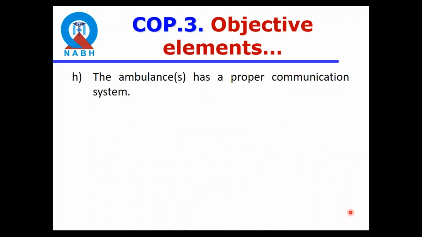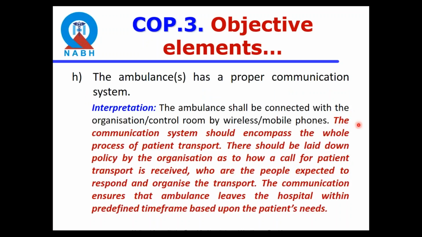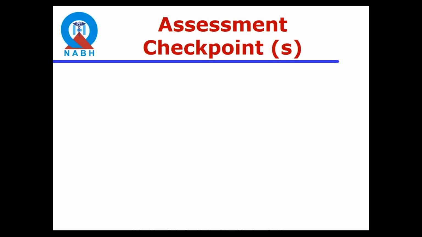It has a proper communication system. But here again, the fourth edition now brings in more clarity as to the purpose of this communication system. Why should we have this communication system? What is the expectation of the organization, and what is the expectation that we as assessors will be looking at when it comes to this communication system?